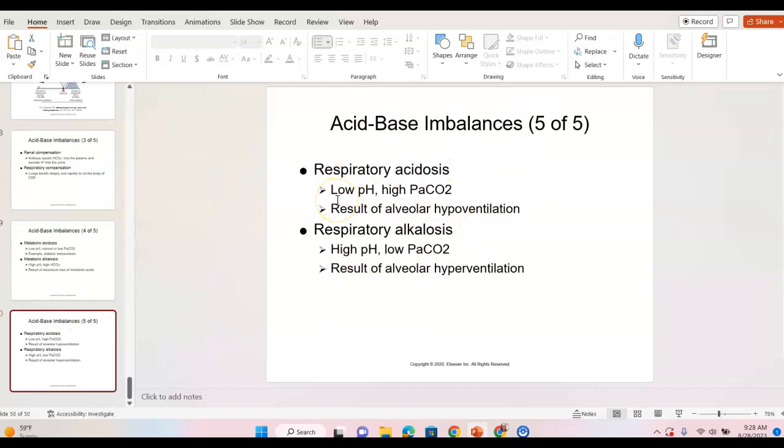I guess for me as well, I didn't realize this on the last slide. So acidosis: low pH, high CO2, hypoventilation, like your COPDs. Alkalosis: high pH, low CO2, alveolar hyperventilation. You see this when people hyperventilate. That's why they give them a bag to breathe in, so they can return some of that CO2 and balance out that alkalosis.